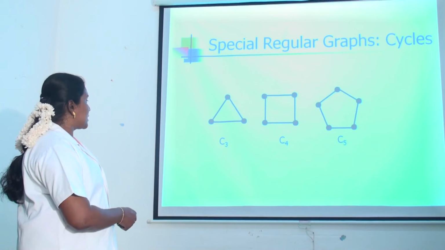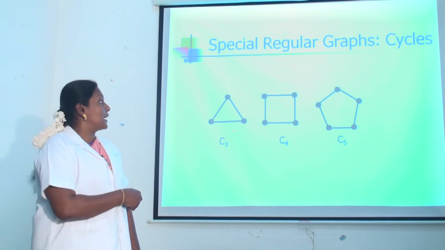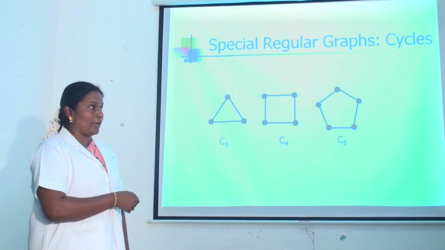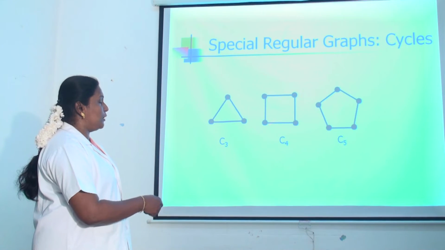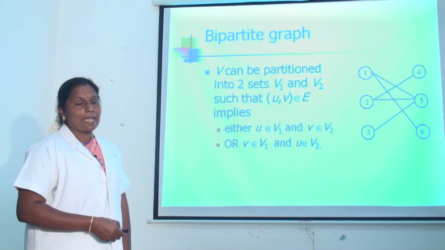And the next is special regular graph. Here also the same process. It is C3, the degrees are 2, 2, 2. It is a cycle graph, and also a regular cyclic graph. Cycle 3, C3. This is C4. This is C5.